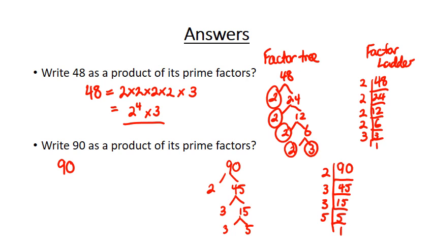So I can say that 90 is actually equal to 2 times 3 times 3 times 5, which then equates to 2 times 3 squared times 5.